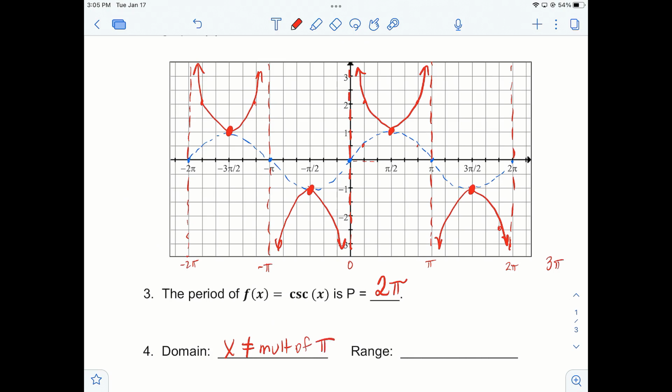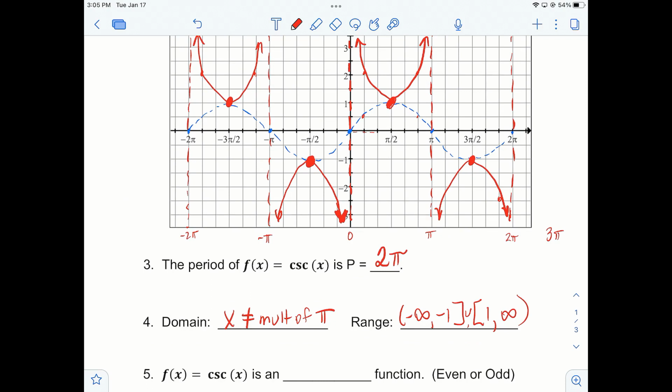Perfect. And what's the range? Remember, it's the red. So I have to go low to high. So if I go low, this arrow is going down forever. So negative infinity up to -1 with a hard bracket. But if I ignore the blue, of course, it's the red, then I jump all the way right here to a y value of 1, and then I go to infinity. So there's the range. And sometimes you see it with that U in there. Either one is fine. I usually put a comma.